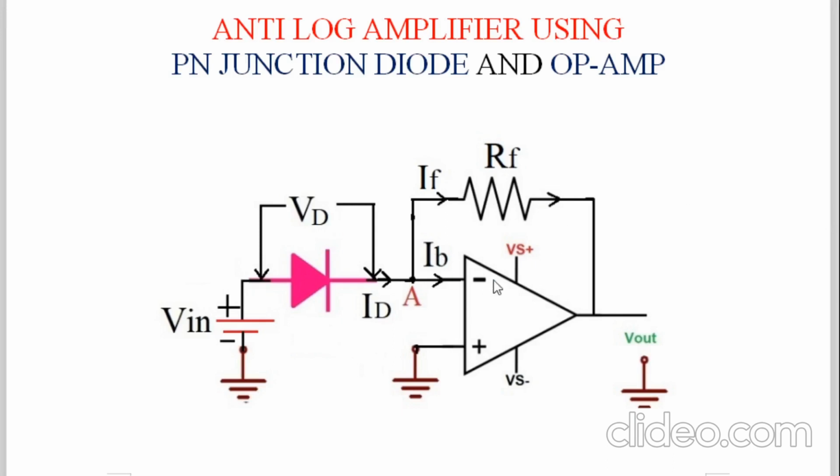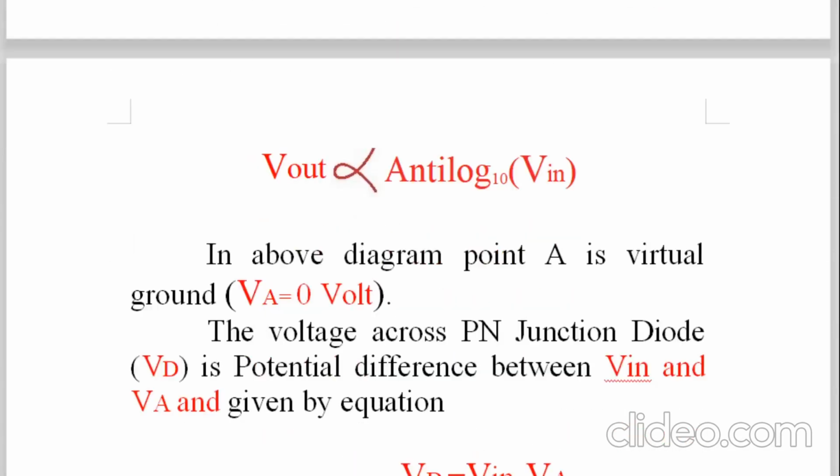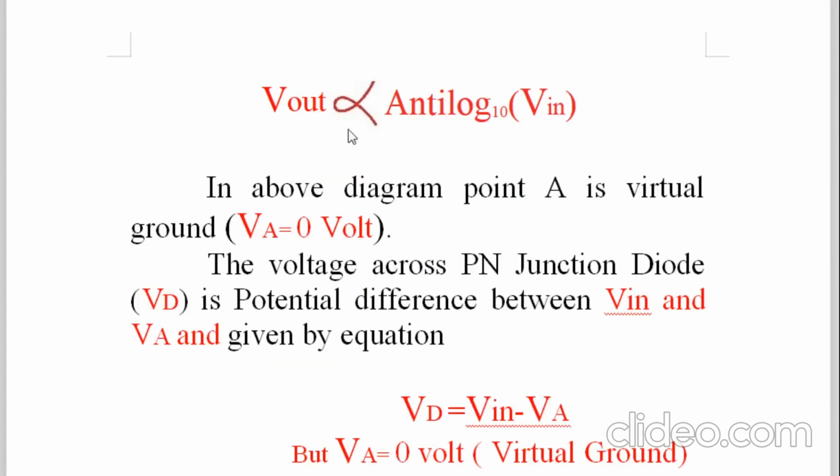And other things you know very well: Kirchhoff's current law, then Ohm's law. These are the basic things which you are going to apply. So let us start the derivation now. In this case, what we have to prove? Remember our target. We want to prove that the output of this circuit is proportional to the anti-log of the input voltage. That's why it is called an anti-log amplifier. Vout is directly proportional to the anti-log of the input voltage.